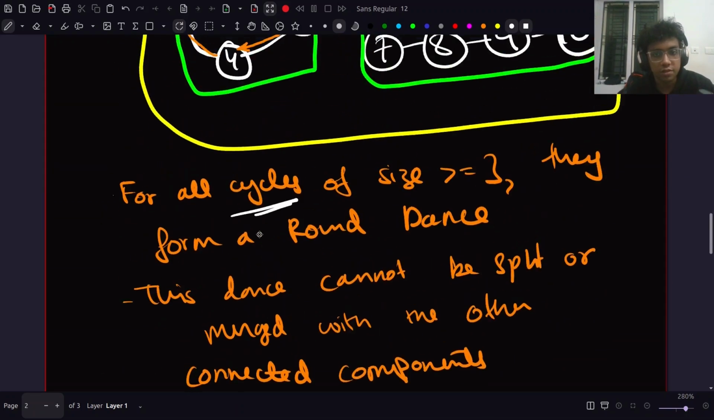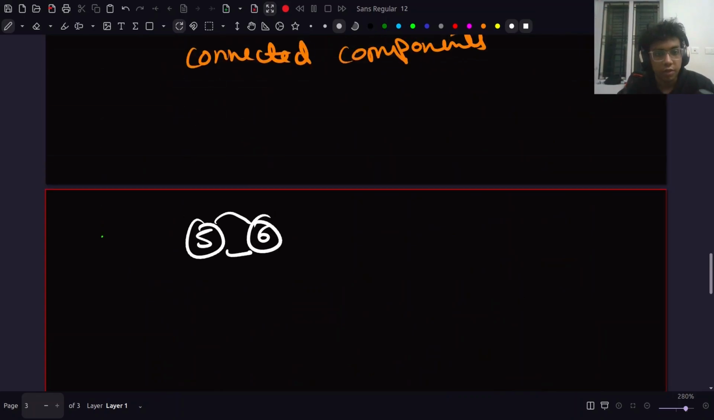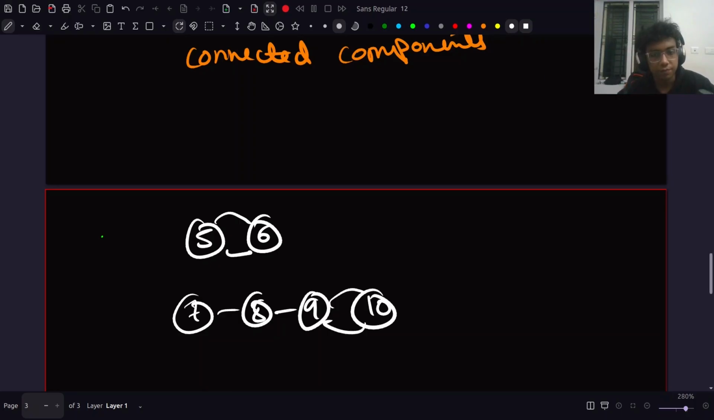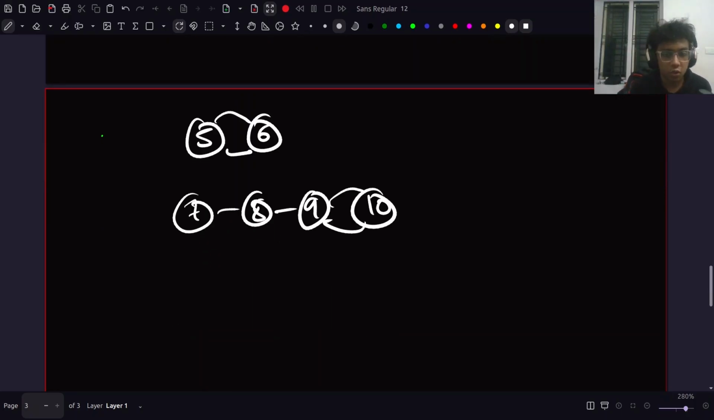Now let us turn our attention to the other ones, 5 and 6, and then we have 7, 8, 9, and let's say 10. Obviously this can't go on forever, it has to stop at some point, right? Otherwise it would become a cycle. So what can we do about these? Obviously if we keep them separate, we are maximizing our answer. And what happens if we try to merge them?